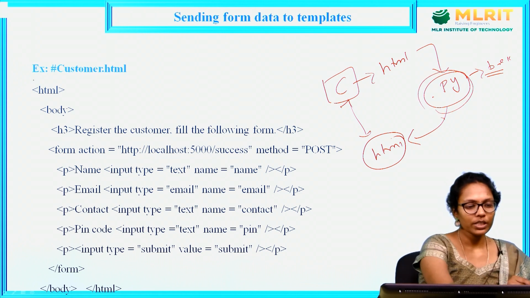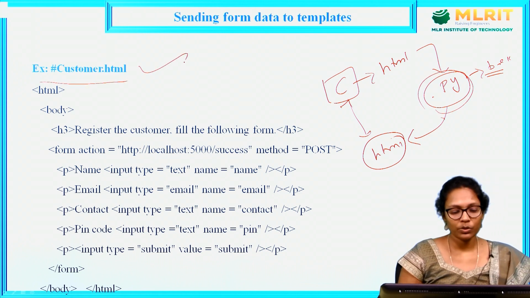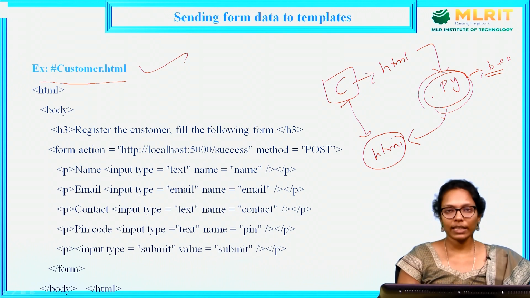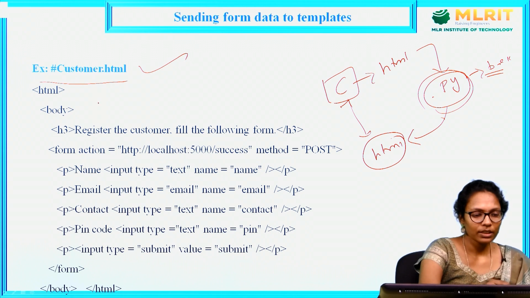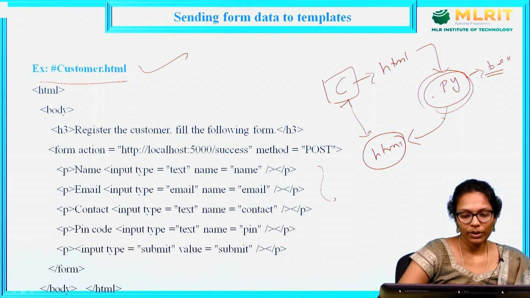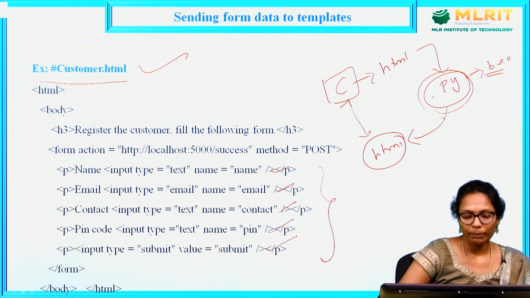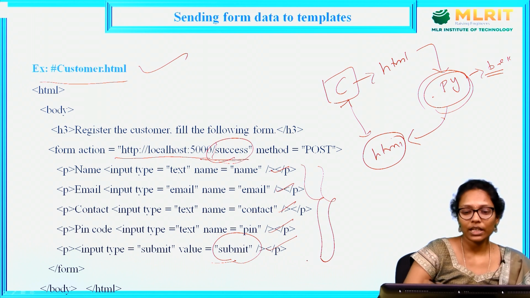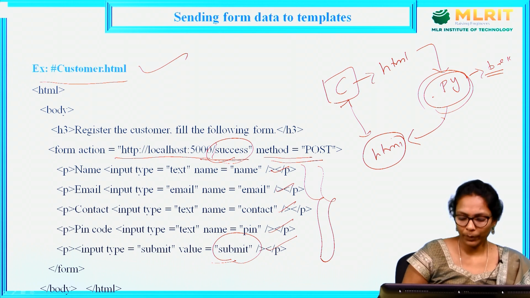Coming to the first HTML file, customer.html. In the previous video we have already discussed the same example, so I'm just giving a glance at this. This program reads different data from the user like name, email, contact number, pin code, followed by submit. If I click on submit, all this data will be sent to a URL. What is this URL? This is the localhost default address /success. To this URL, all this data will be sent, using the method called post.